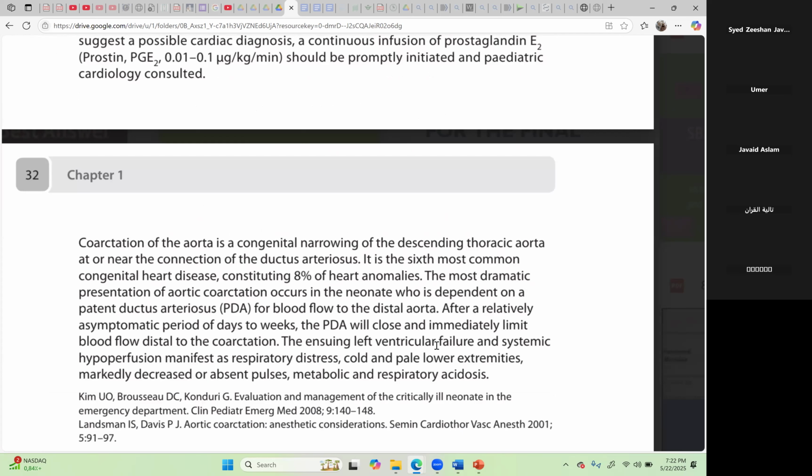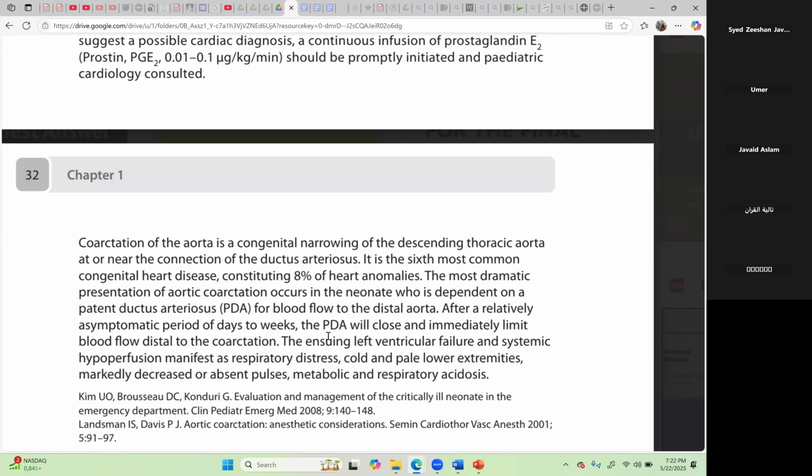So if it is not there, because now the aorta is not patent, the blood is bypassing, and before it was right to left circulation, now it is left to right circulation. So that is why prostaglandins are given to keep the circulation patent.